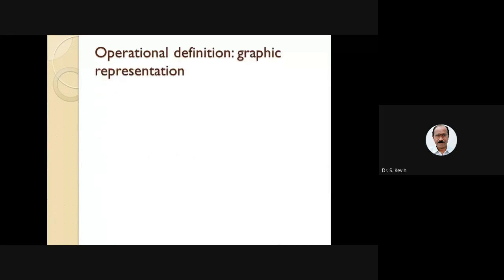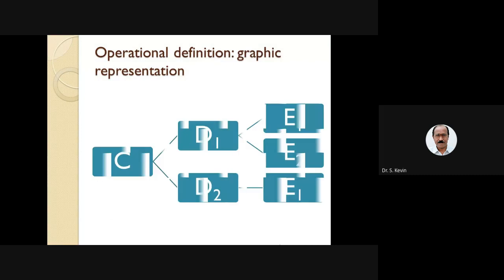Okay, that's okay. Now let us see graphically: the concept will be divided into D1, D2, D3, etc. Here there are two dimensions. The first dimension may again be subdivided into E1, E2. The second dimension may be subdivided into one component only, E1. So this is the graphical representation of the operational definition of a concept.